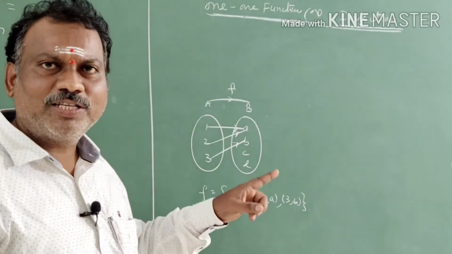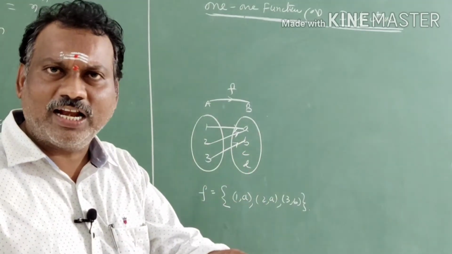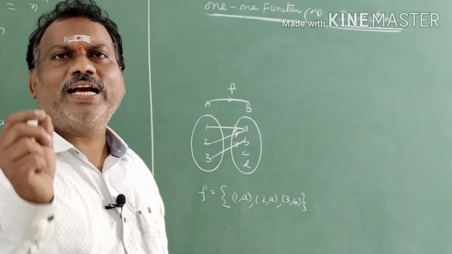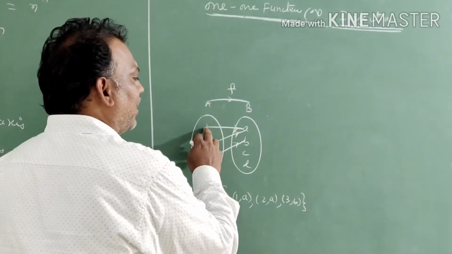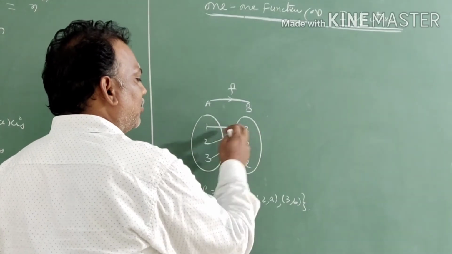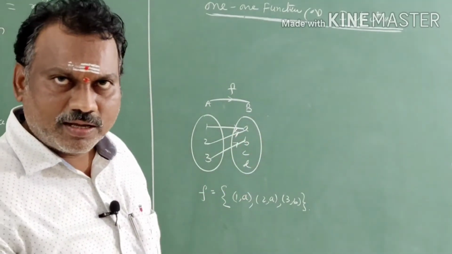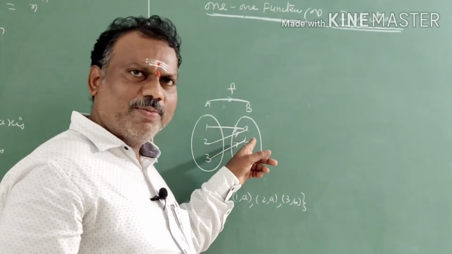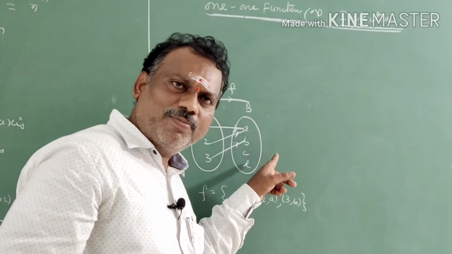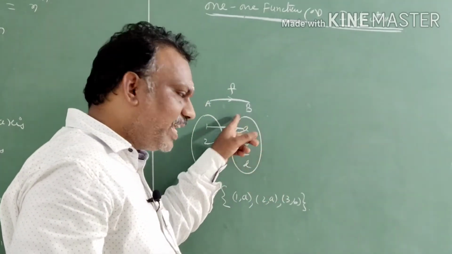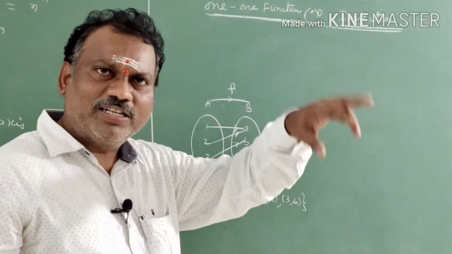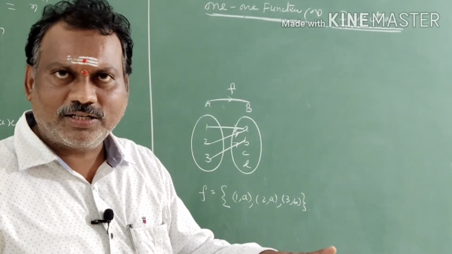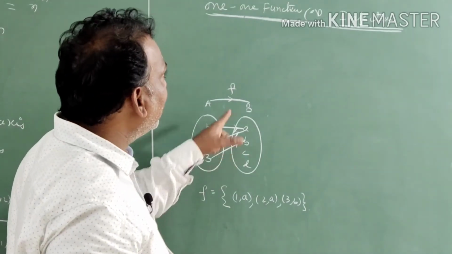Function definition: f is a mapping from A to B, said to be a function if every element of set A is associated with a unique image in B. 1 goes to A, 2 goes to A, 3 goes to B, each a unique image. The image of 1 is A, the image of 2 is A, but each is a unique image only. We see that A is associated with two different elements of A, not the same element. That's why no problem in that. Clear, students?